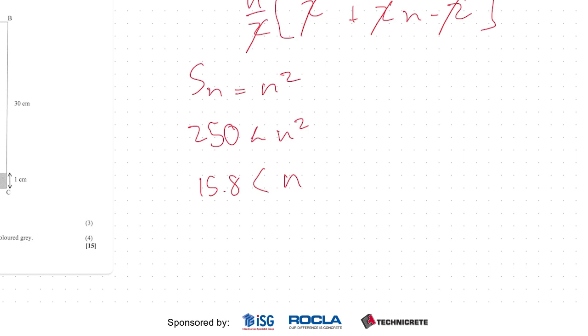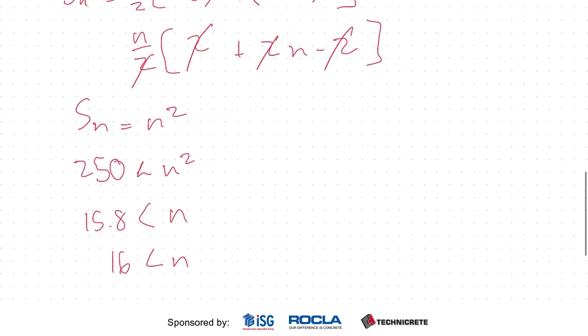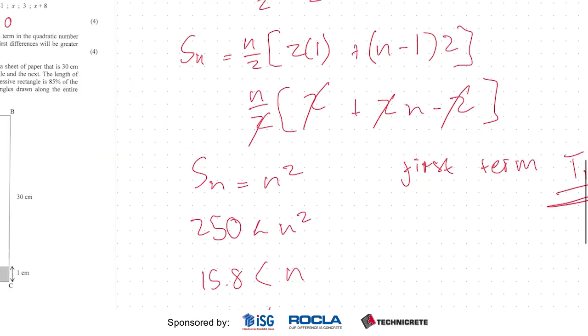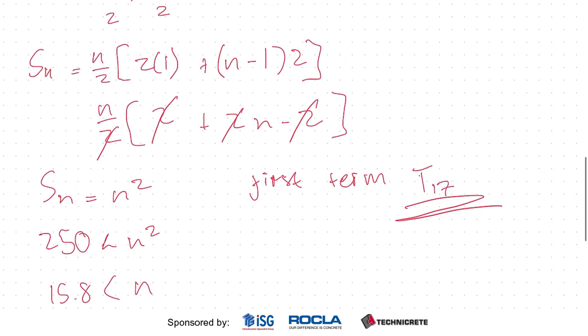Therefore, the 17th term of the quadratic number pattern is the first satisfying the condition. Here you can just say 16 because it has to be a whole number. To answer the question, the first term that satisfies this is actually T17. You have to remember what the question is actually asking. If you stop at 16, you'll lose 1 mark, because the answer is 17. You need to take it back and realize that the first term that satisfies the condition is the 17th term.